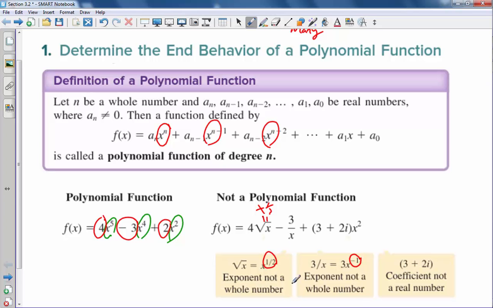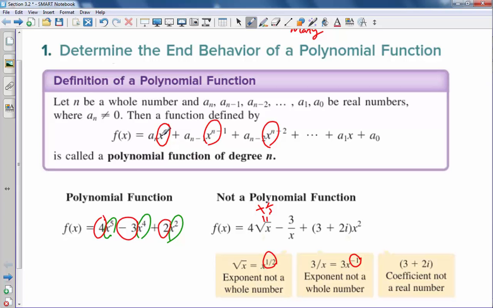No negative powers. And the numbers in front can be decimals, fractions, but no complex numbers. Such as 3 plus 2i is a complex number, which is not allowed. So these numbers in front can be pretty wild. Decimals, fractions, square roots are fine, but no complex numbers. And the numbers on the exponents must be positive whole numbers. That's it. That's what we call polynomials.